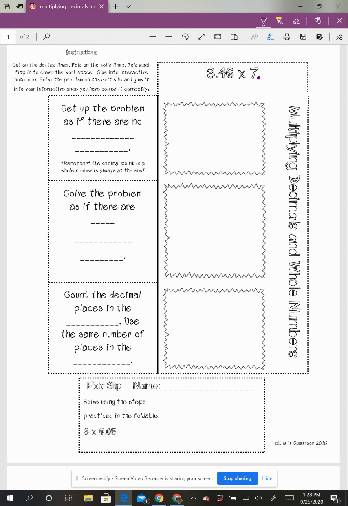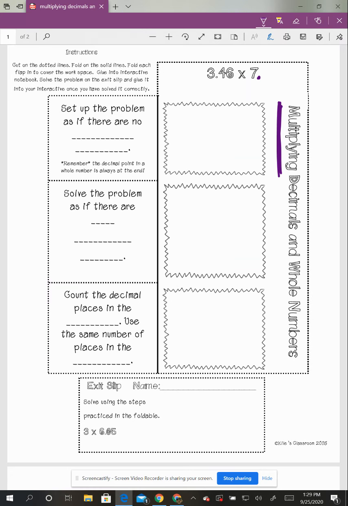Now, there's a difference between multiplying decimals and adding and subtracting. See if you can jog your memory. Do you remember what we do when we add and subtract decimals? Hopefully, you were thinking we should line them up. It's different when we multiply. If we're going to multiply a decimal, we are not going to line up the decimal points. So let's do this together.